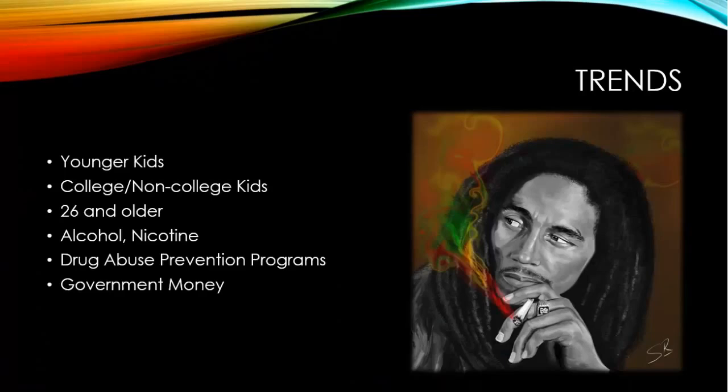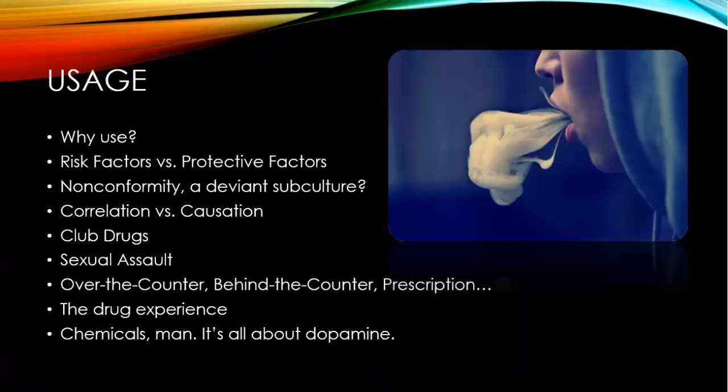Let's talk about those 26 years of age and older. About 11% report using an illicit drug in the past year. 8% used marijuana or hashish, which is similar to marijuana, while 4% used a prescription type pain reliever, tranquilizer, stimulant, or sedative. Okay.